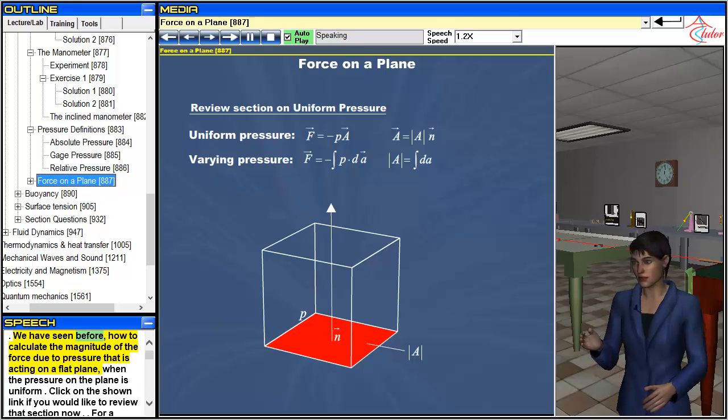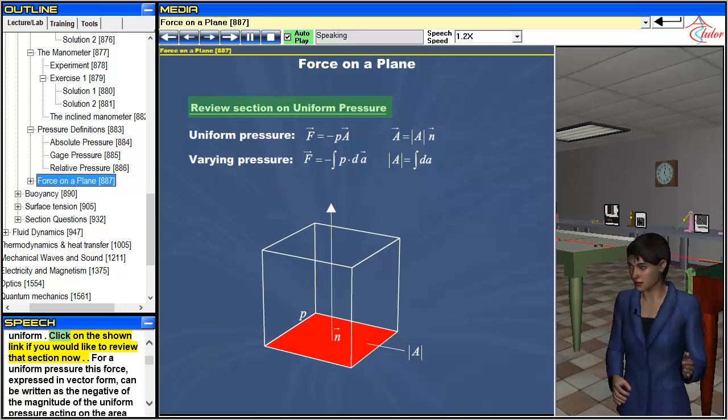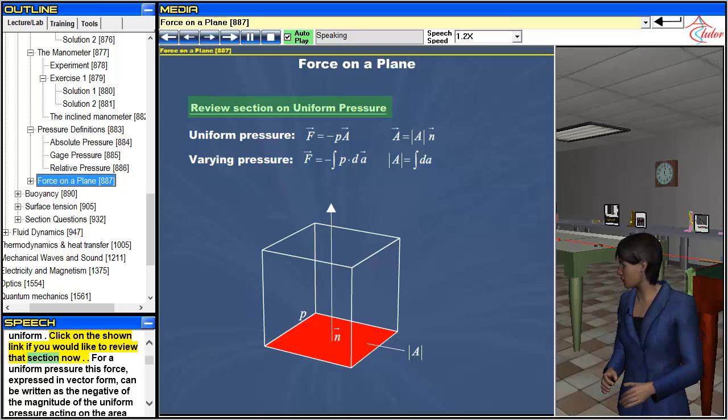We have seen before how to calculate the magnitude of the force due to pressure that is acting on a flat plane when the pressure on the plane is uniform. Click on the shown link if you would like to review that section now.